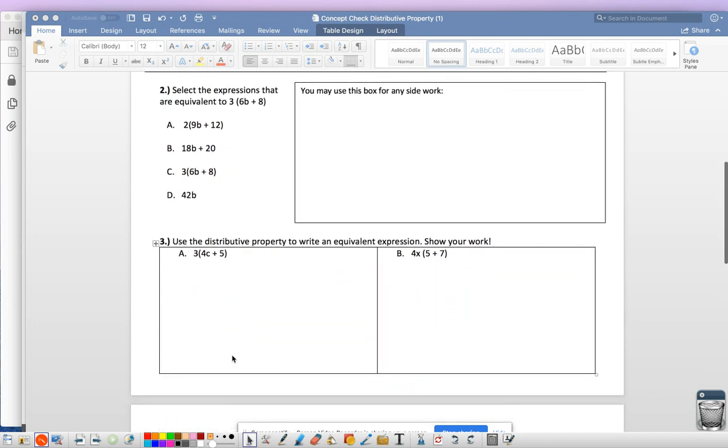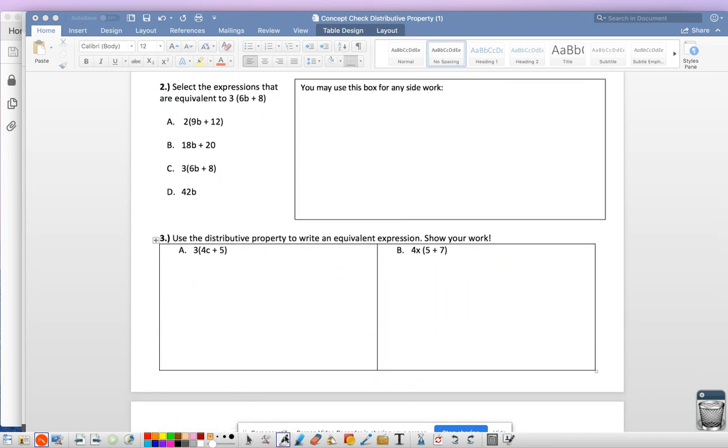So now if we move down to number 2, we see that we have select the expressions that are equivalent to 3, and then in parentheses, 6b plus 8. So remember, when we are trying to figure that out, we need to use the distributive property. So we have 3 on the outside, and then 6b plus 8 on the inside.